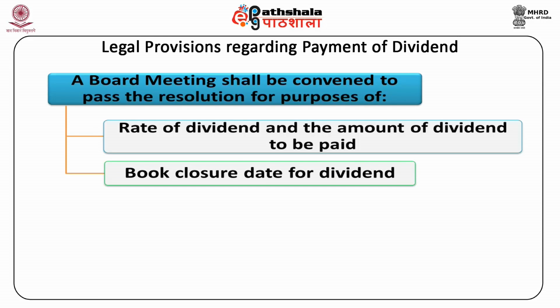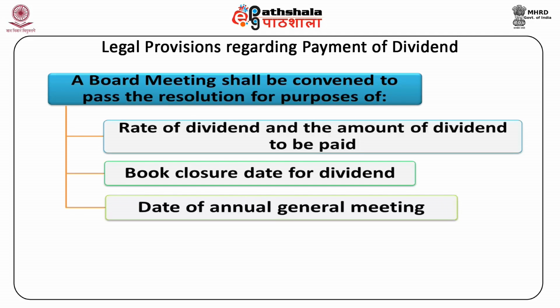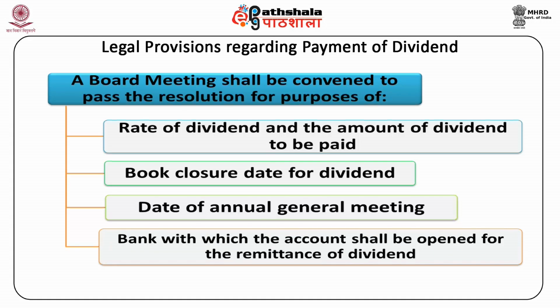Book closure date for dividend. Date of annual general meeting. Bank with which the account shall be opened for the remittance of dividend.